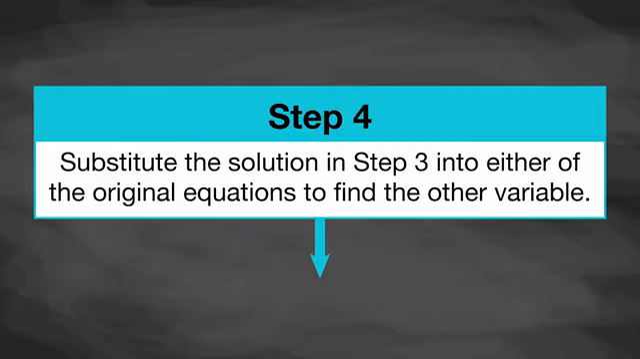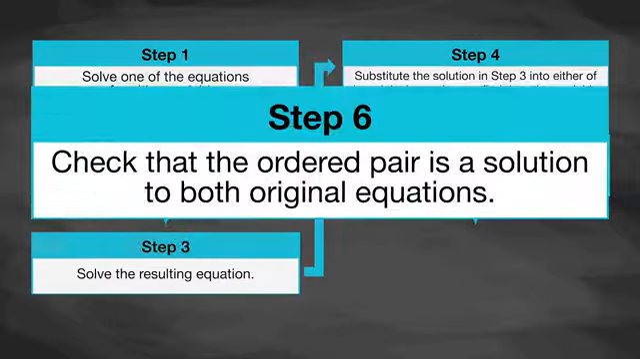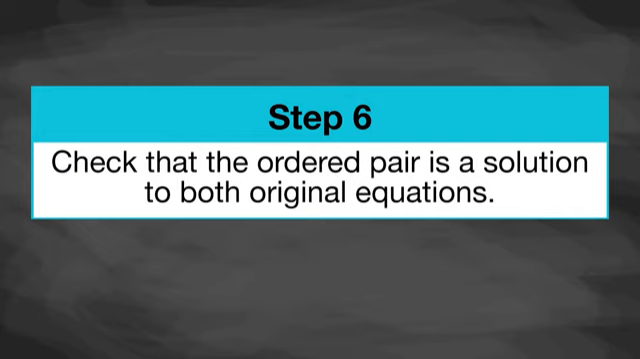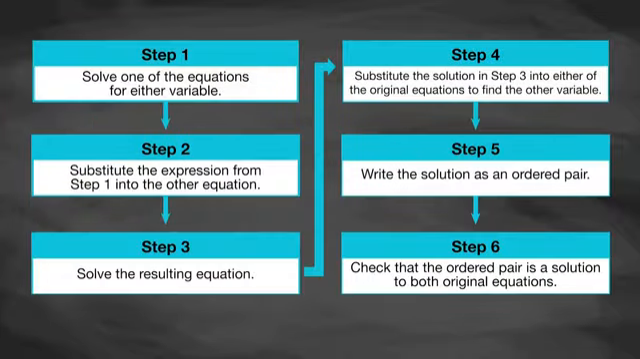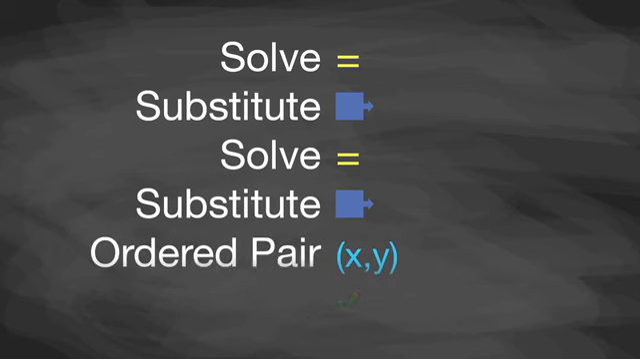Step 4. Substitute the solution in Step 3 into either of the original equations to find the other variable. Step 5. Write the solution as an ordered pair. Step 6. Check that the ordered pair is a solution to both original equations. Simply, we have a cycle of solve, substitute, ordered pair, check. Let's see if we can apply these steps to a few two-equation systems.